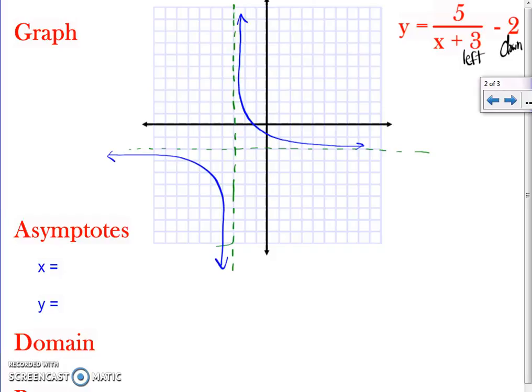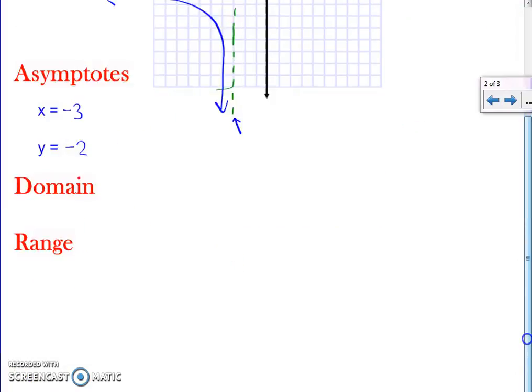The asymptotes I'm going to ask for as well. So these are the equations of these green dotted lines. What is the equation of this one right here? Is that x equals -3 or y equals -3? It's going through where x is equal to -3, so you know that that's the equation of that line. The horizontal line is y equals what? -2.